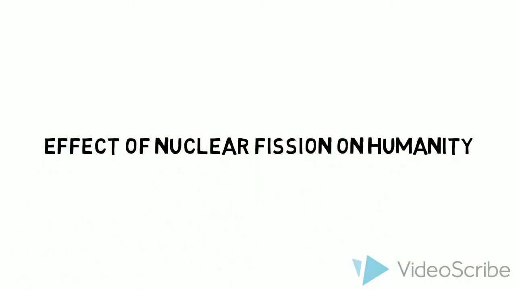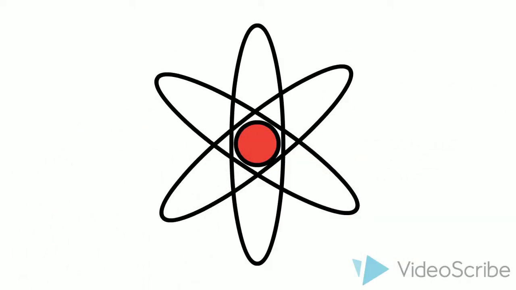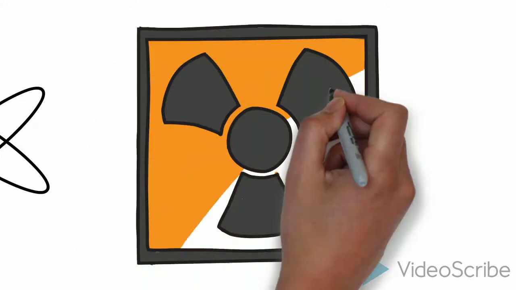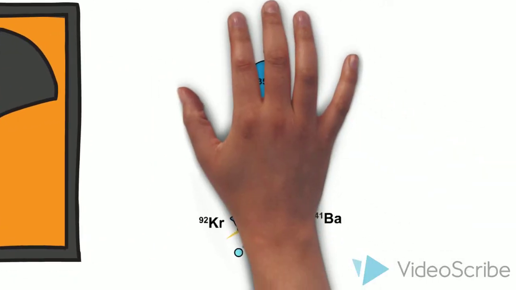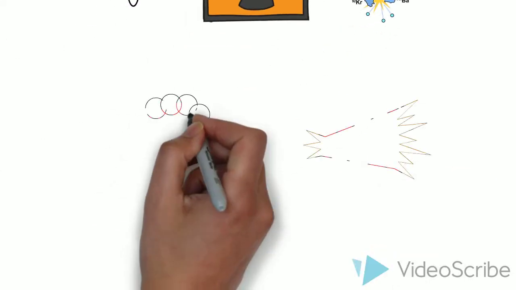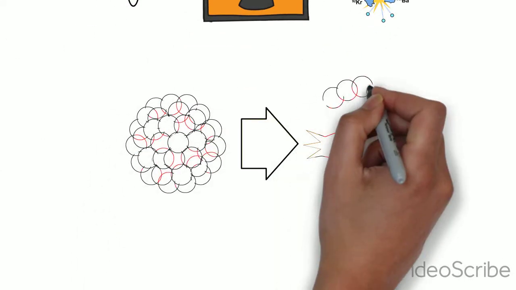To understand how it affects us, we first need to understand what this process is. Nuclear fission is a reaction which requires radioactive elements such as uranium or plutonium. It is the splitting apart of the atom's nucleus into two smaller nuclei. In this process, a great amount of energy is released, and this is what we are after.